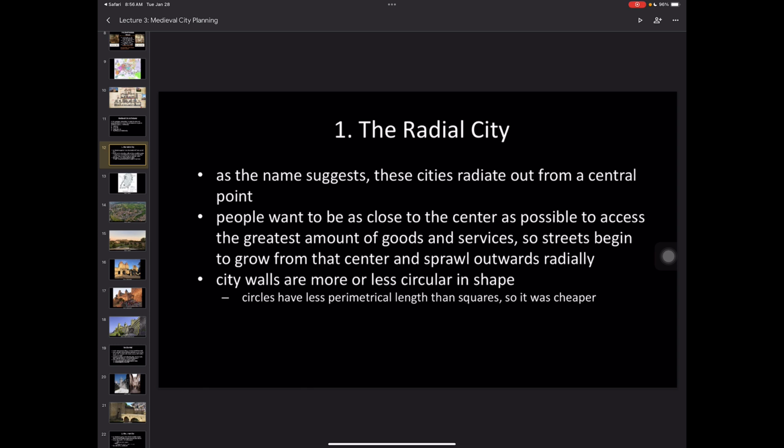So the radial city happens because people want to be as close to the center as possible to have the greatest access to goods and services. Because what's in the center of a town? The market, right?